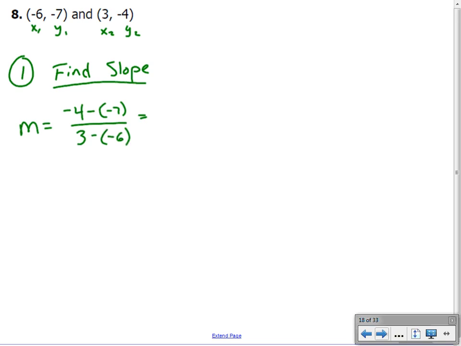Now, I'm going to be careful here because I have lots of negatives and subtraction happening. So this is really negative 4 plus 7 over 3 plus 6. So negative 4 plus 7 gives me 3. 3 plus 6 gives me 9. 3 over 9 reduces to 1/3. So my slope that I'm going to use here is 1/3.